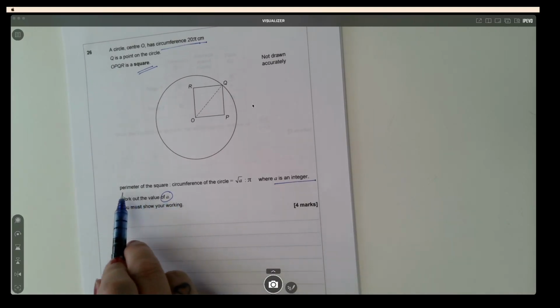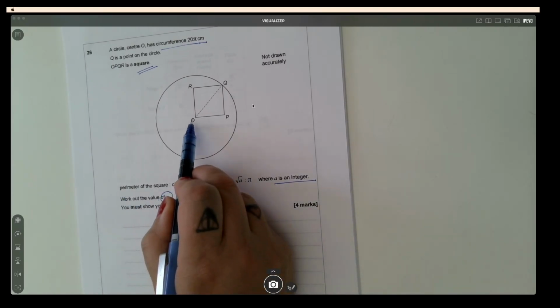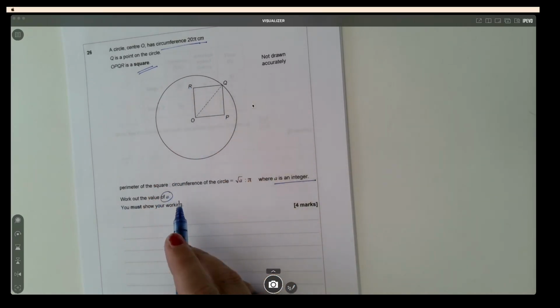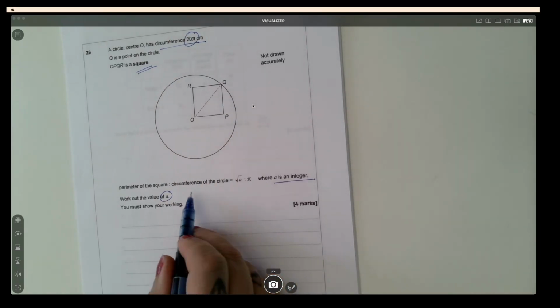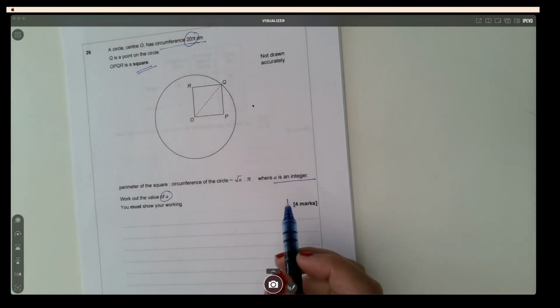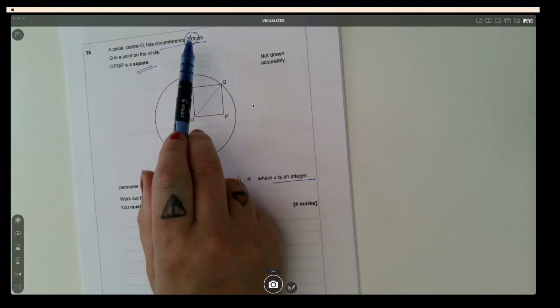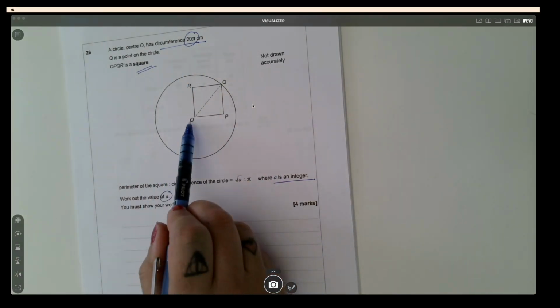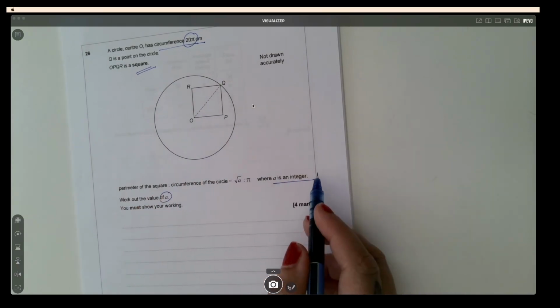So if we want the perimeter of the square, we need to know the length of the square so that we can then find the perimeter. We've already been given the circumference of the circle, so we've been given the second part of that ratio there. So let's start thinking about how we can use the circumference of the circle to find out the lengths of this square.